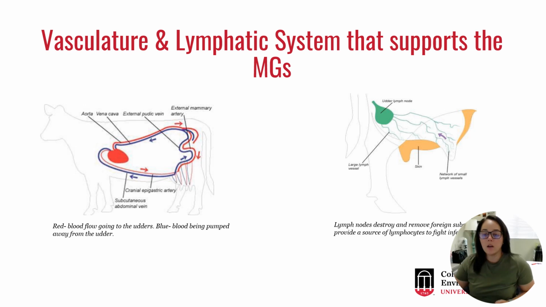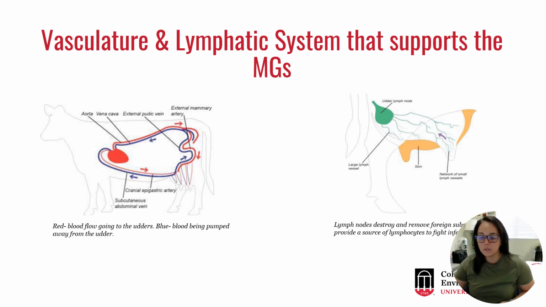And so you also see here on the right hand side, this is just a very brief diagram of kind of the lymphatic system that supports the mammary glands. Again, it's important to make sure that we are taking away any waste from the mammary glands, and so those lymph nodes and that lymphatic system is definitely responsible for doing that. So they do have their own udder lymph nodes and things that help support those functions.